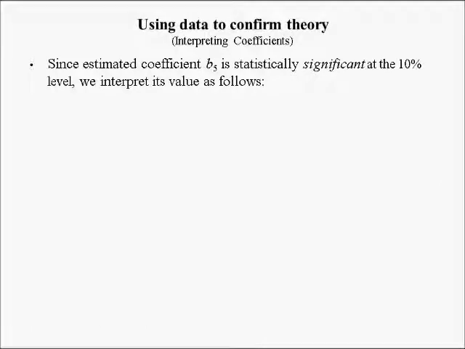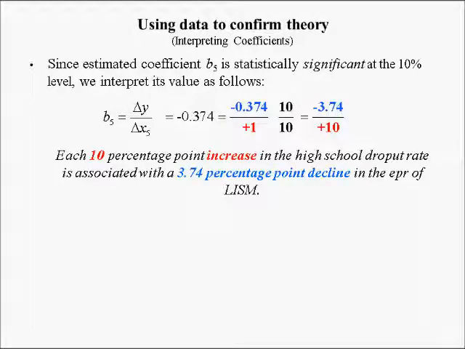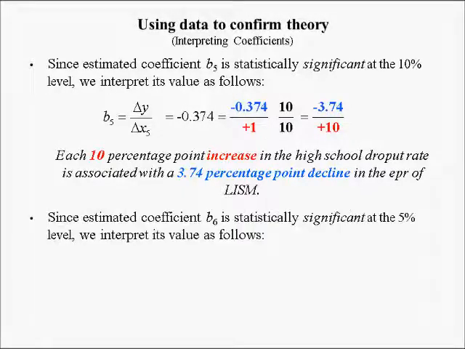Now, since estimated coefficient B5 is statistically significant at the 10% level, we interpret it as follows. Again, x5 enters the equation linearly, so B5 is just the rise over the run. It was equal to negative 0.374. Putting that over 1, multiplying by 10 over 10, gives you negative 3.74 divided by 10, which is still negative 0.374. So this says each 10 percentage point increase in the high school dropout rate is associated with a 3.74 percentage point decline in the employment population ratio of low-income single mothers.